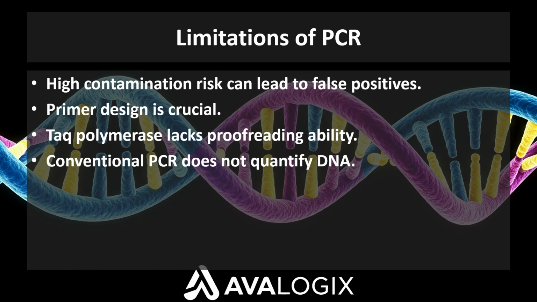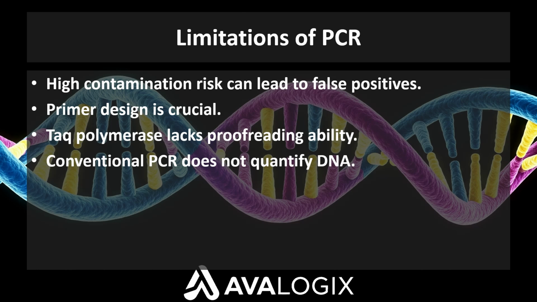Lack of proofreading in Taq polymerase. Taq lacks 3' to 5' exonuclease activity, meaning it doesn't correct mistakes. This can introduce errors into the amplified DNA. For applications like cloning or sequencing, high-fidelity polymerases with proofreading abilities are preferred.